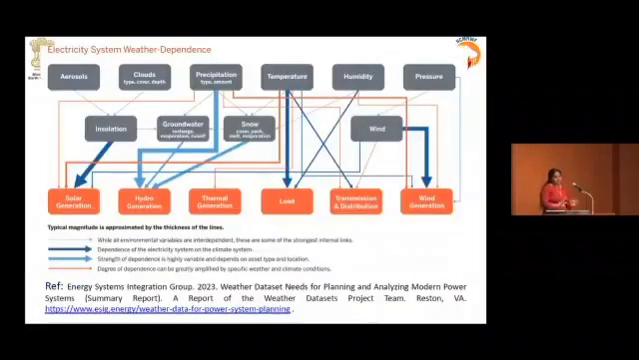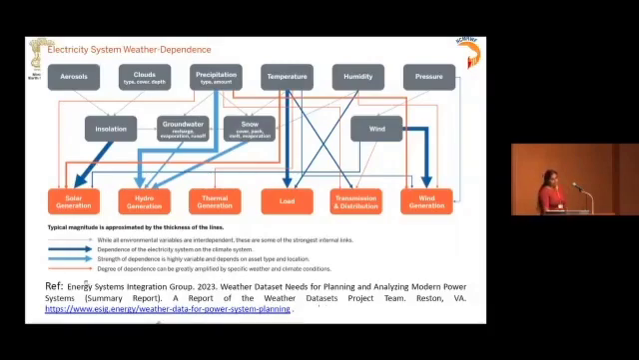So if we see the electricity and weather system dependence, this is a picture I took from this particular reference, Energy System Integration Group 2023, Weather Dataset Needs for Planning and Analyzing Modern Power Systems. This picture comprehends the complicated relationship between the weather and the electricity system. Here different arrows show the different connections.